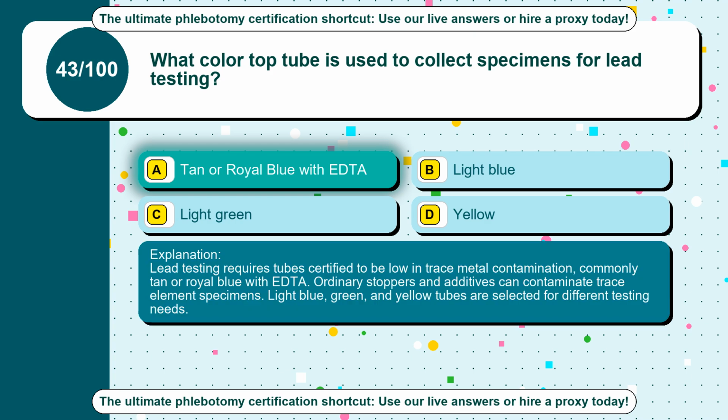Lead testing requires tubes certified to be low in trace metal contamination, commonly tan or royal blue with EDTA. Ordinary stoppers and additives can contaminate trace element specimens. Light blue, green, and yellow tubes are selected for different testing needs.